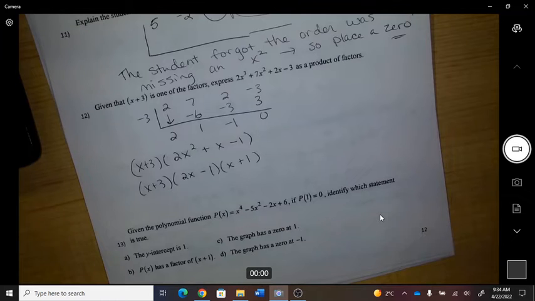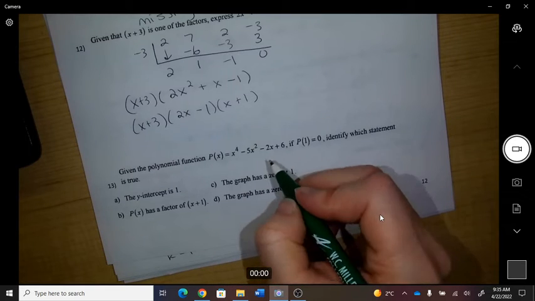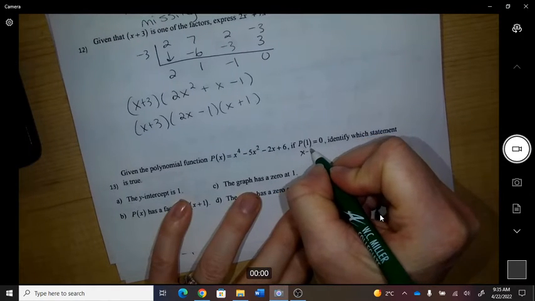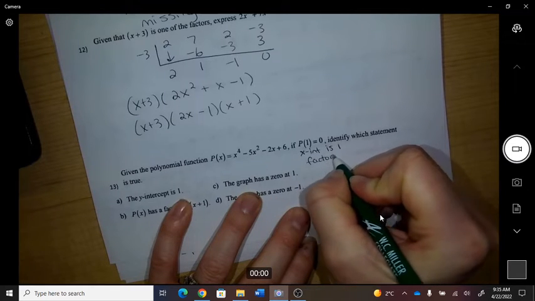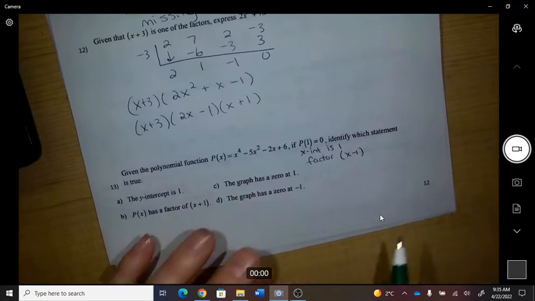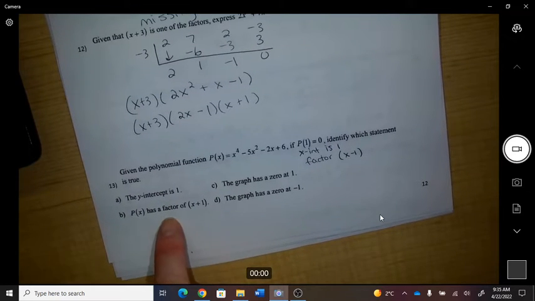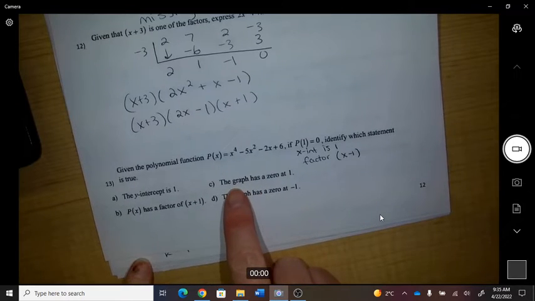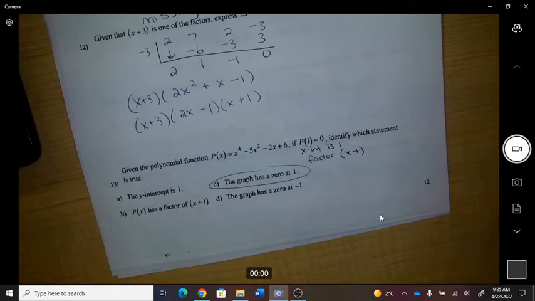Okay, number 13, given that polynomial, if you plug in a 1, it equals 0. Identify which statement is true. So this would be the x-intercept is 1, which would also mean the factor is x minus 1. So I would know those things right away. So this statement, nope. This, nope. The graph has a 0 at 1. That would be true.